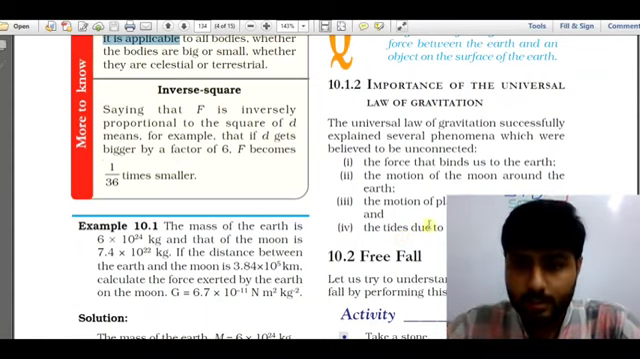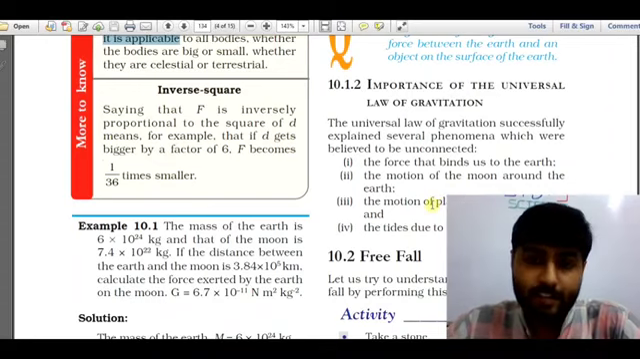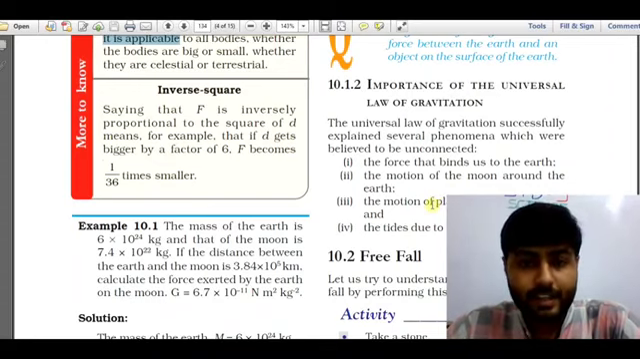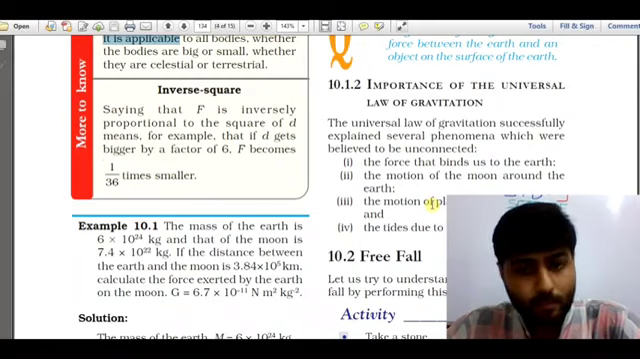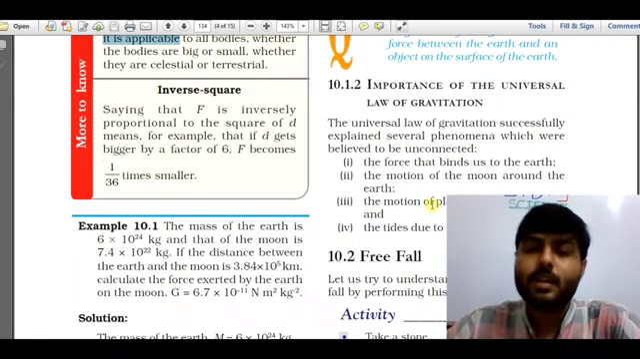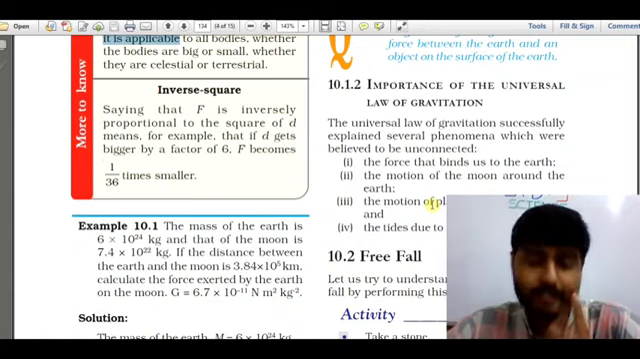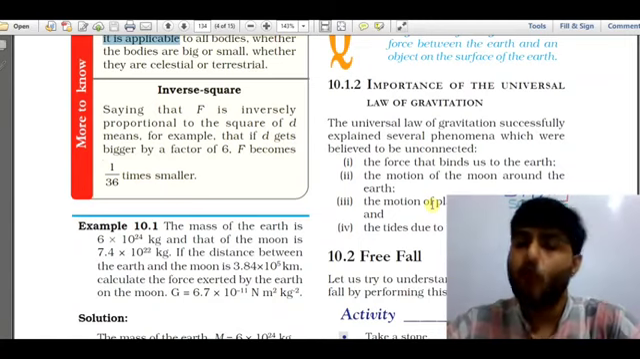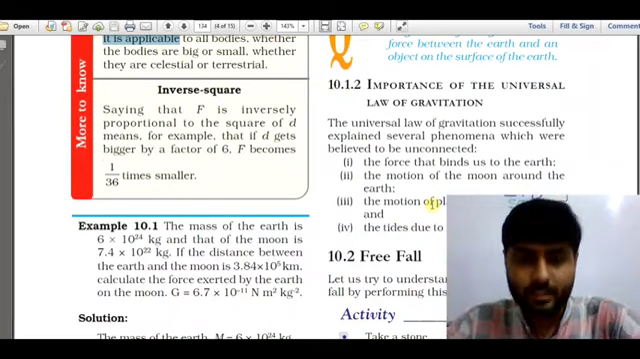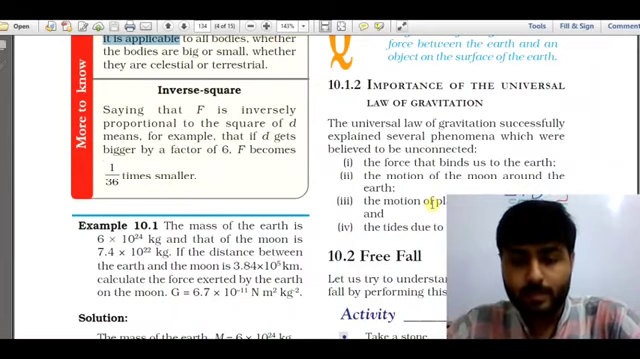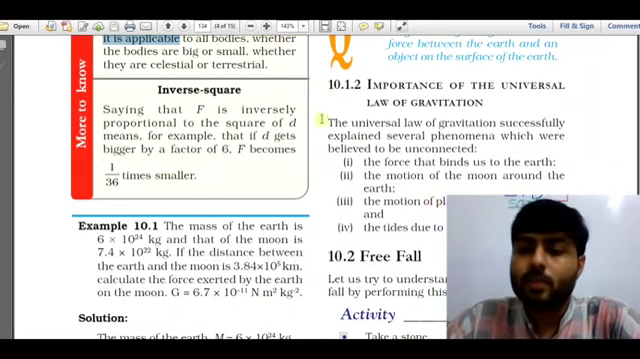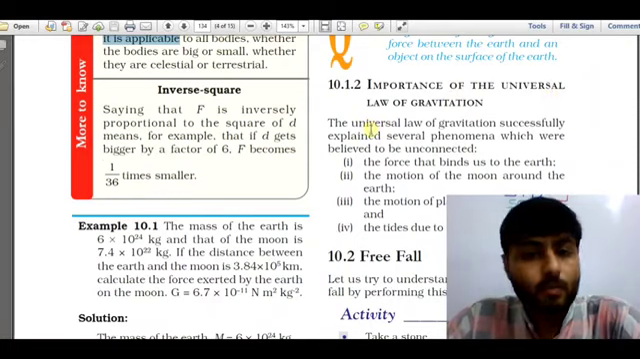So in this session we discussed the derivation of gravitational force and the formula for gravitational force. It depends on the mass of both objects and the distance between the objects. We also discussed one small question, that is, the importance of the universal law of gravitation.